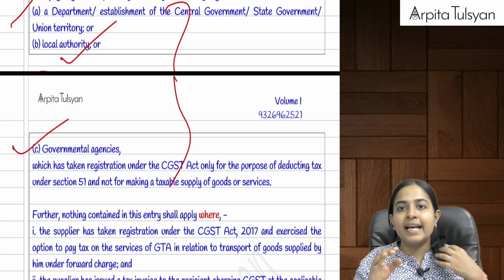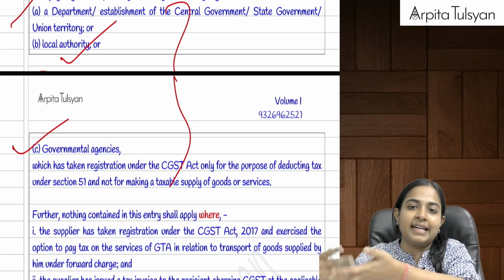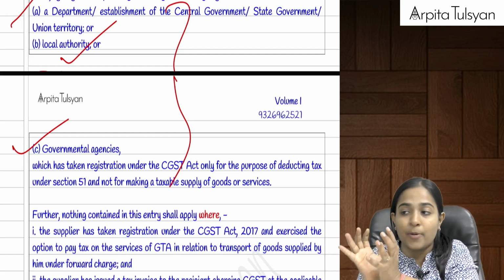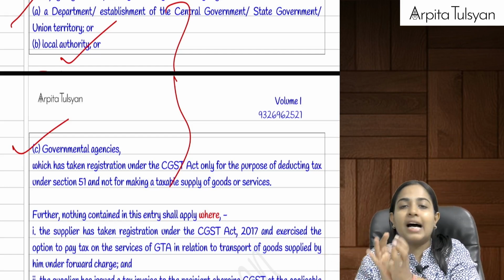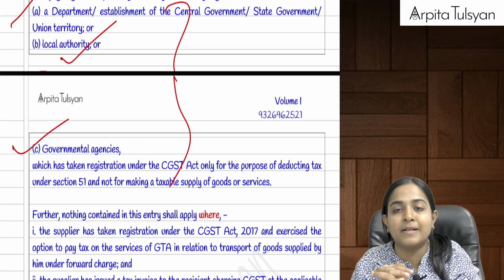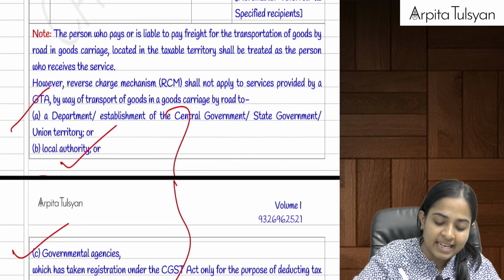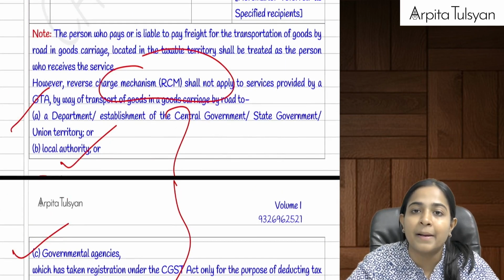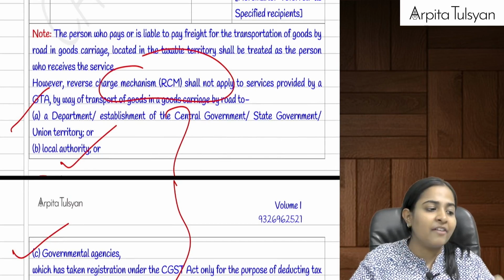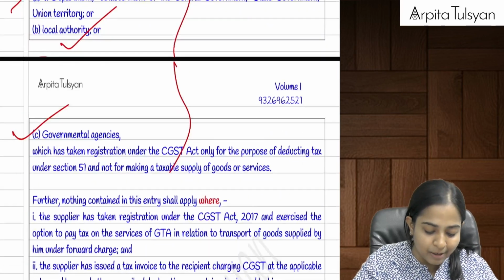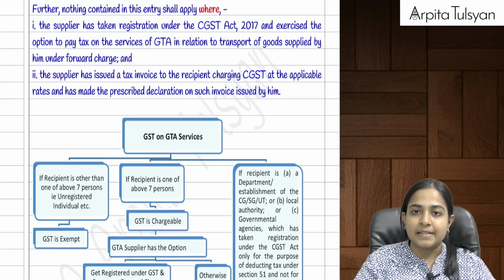So if GTA has provided services to these government entities, local authorities, etc., and these government authorities would otherwise not be liable, but have got themselves registered under GST only for the purpose of TDS, then in such cases RCM shall not apply. RCM shall not apply means the normal forward charge will apply. Forward charge will apply means the GTA will be liable to collect and pay the taxes. Are you clear with this?